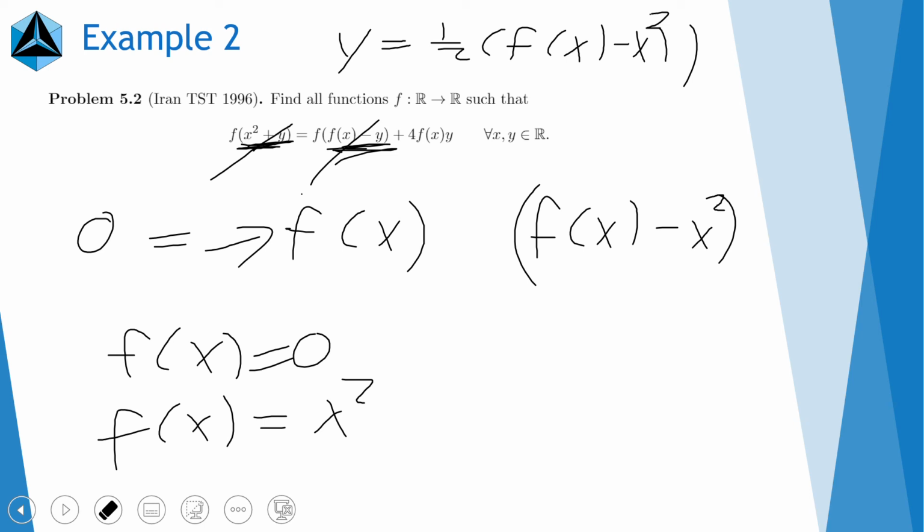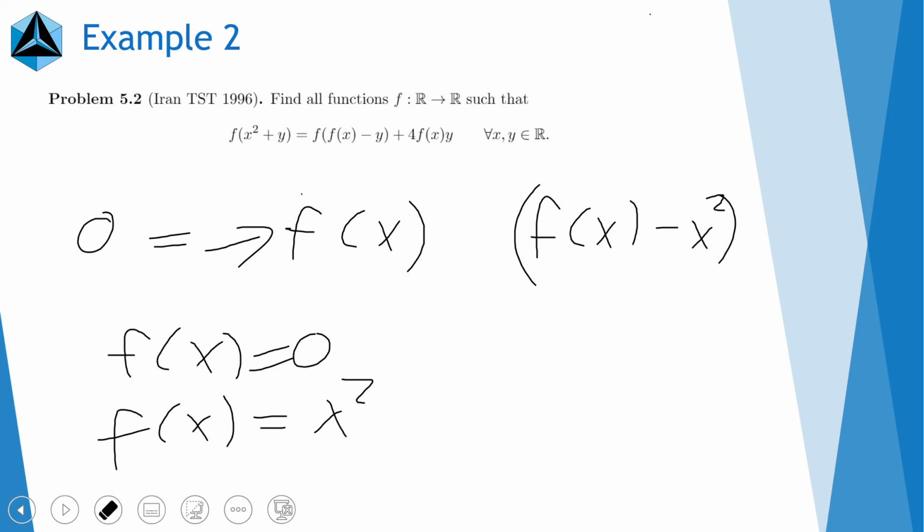Except, let me clear some stuff just for the sake of it. Except, they're not the only functions that satisfy it. Any function that is equal to either 0 or x squared at every point satisfies these conditions. So what do I mean by that?